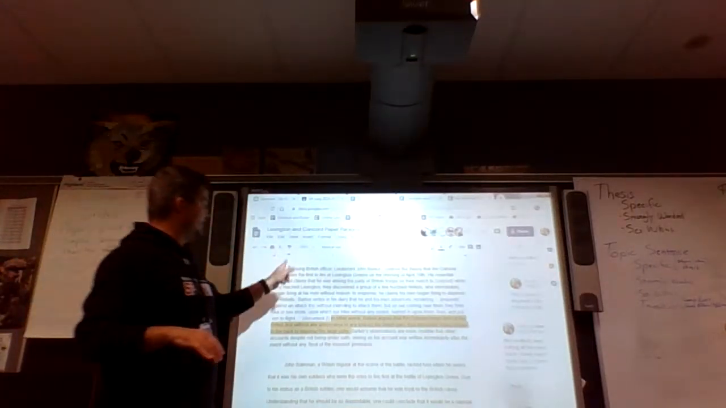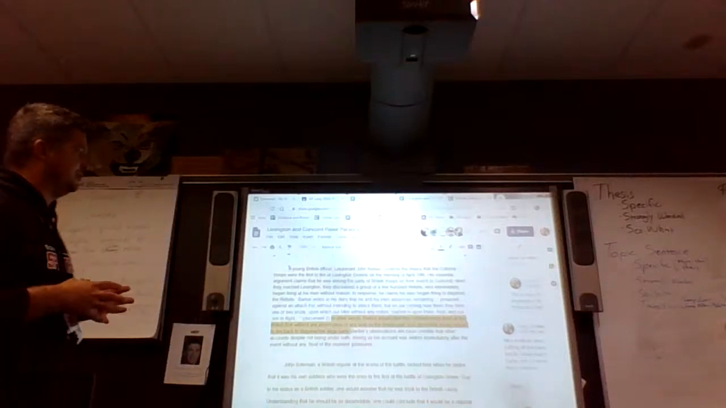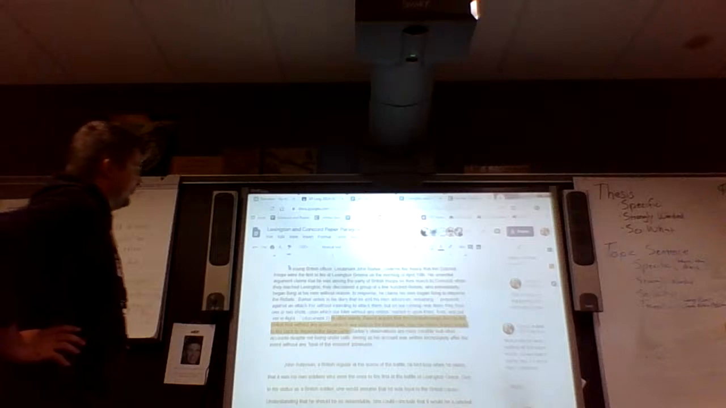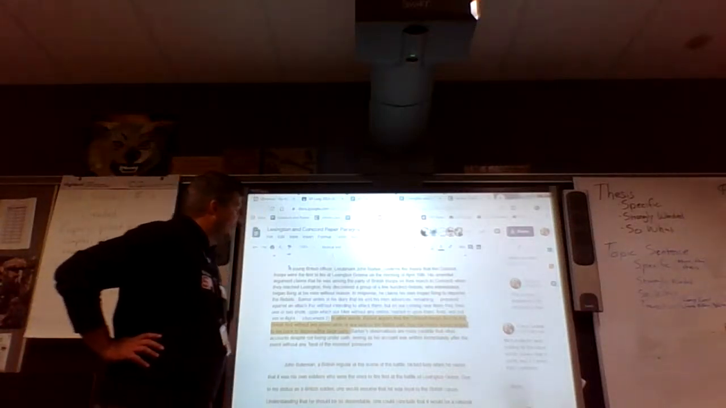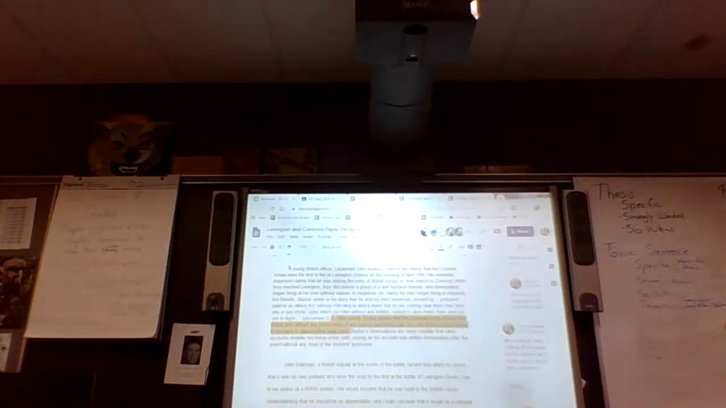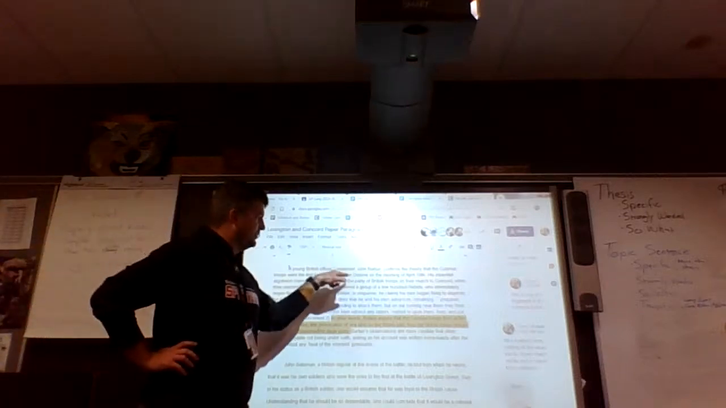So let's look at the topic sentence. A young British officer, Lieutenant John Baker, confirms the theory that the colonial troops were the first to fire at Lexington Green on the morning of April 19th. Now, is that topic sentence specific? Yeah, yep. It tells us exactly what we're going to be talking about in this paragraph.